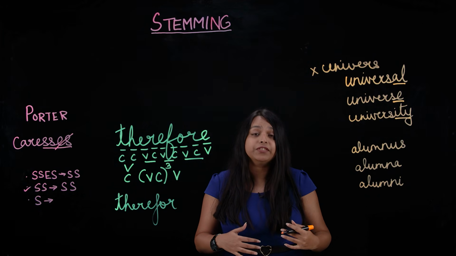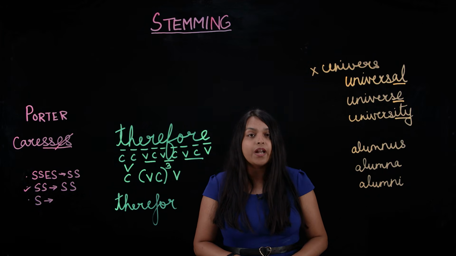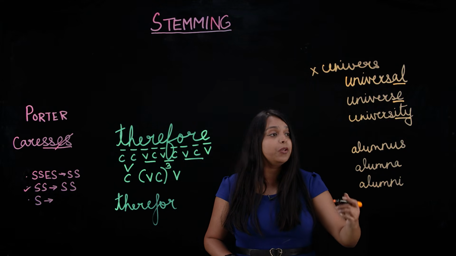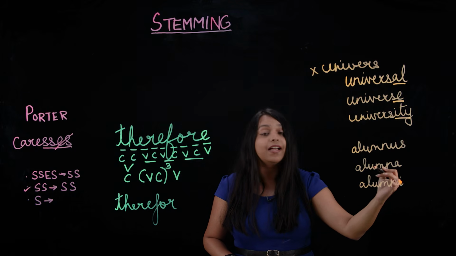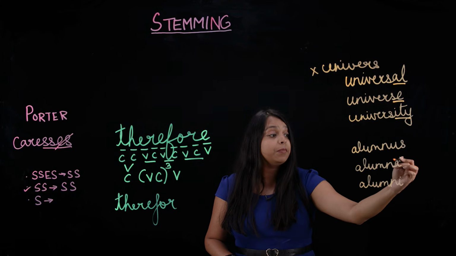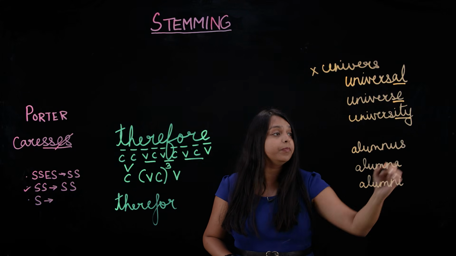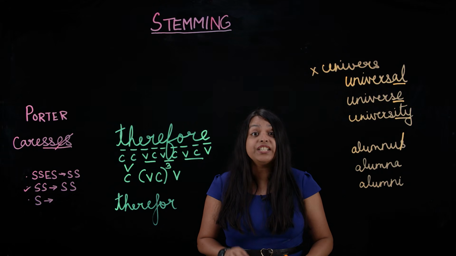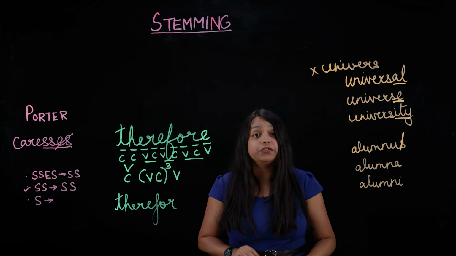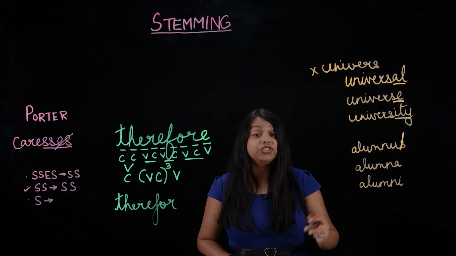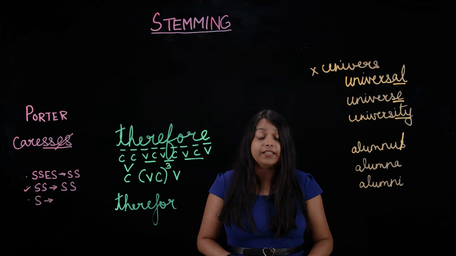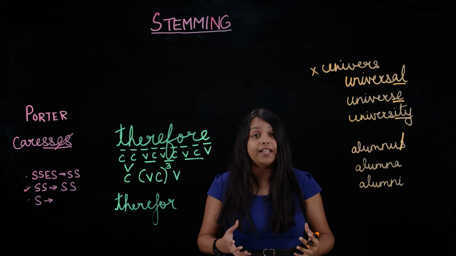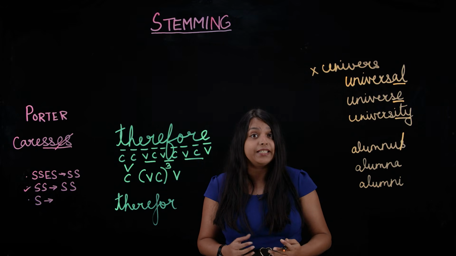The opposite end of this is understemming, where not enough removal has happened. Consider the example of alumnus, alumna, and alumni. Alumna and alumni would remain the same, whereas alumnus would become alumna, giving us three different stems or three different base words, which in this case is also incorrect because each of these three words mean the same thing and so should have the same stem.